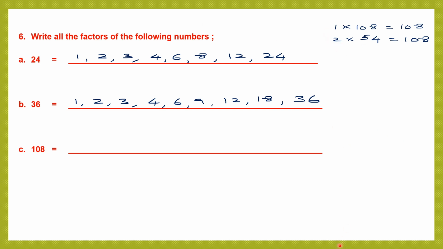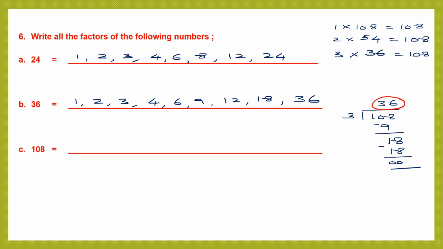Now let's take 3. Now 3 into what will give us 108? So take 108 divided by 3 and see. Take the number 10. 3 threes are 9 minus 1. Bring down 8, 18. 3 sixes are 18 minus. So here 3 into 36 will give us 108. Let's write it here, 36.